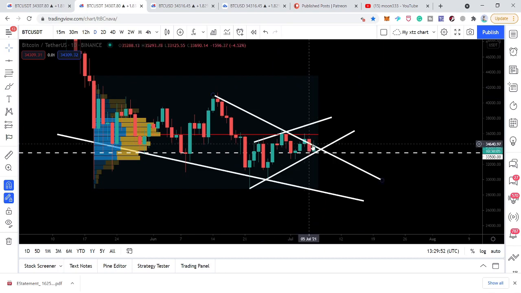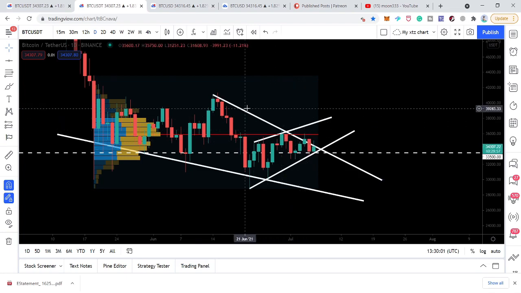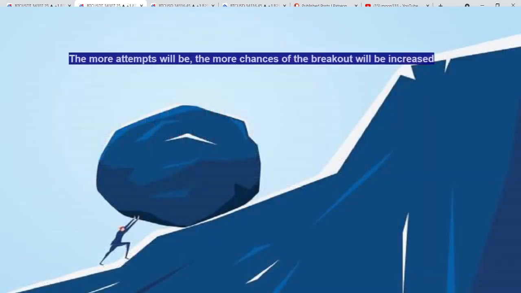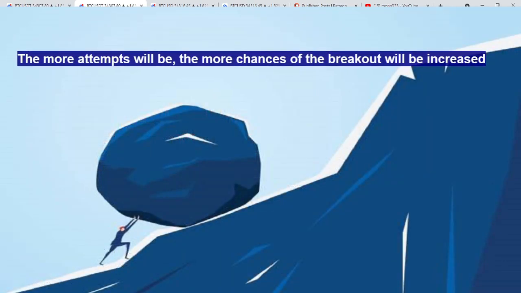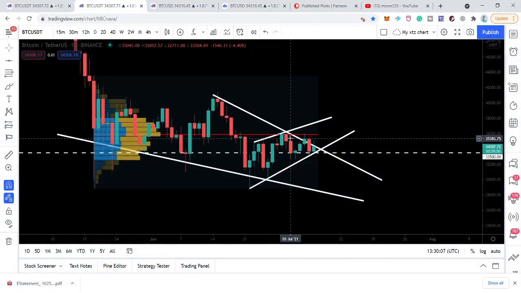It is very close to breaking out this resistance. We have one attempt here, a second attempt here, third attempt here, fourth, and this is the fifth attempt. And the more attempts it makes for the breakout, the more possibility there is that the price action will break out the resistance of this falling wedge pattern.